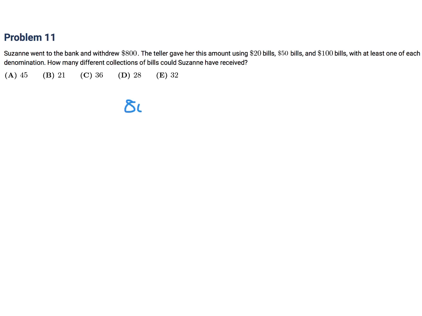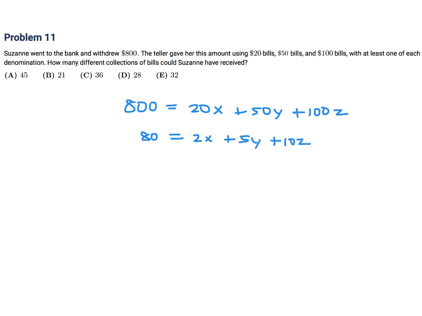Well, the 800 would have to be 20 times something plus 50 times something plus 100 times something, and x, y, and z representing how many of each bill she has. So let's simplify this, divide through by 10, and we'll get 2x, 5y, 10z. And if we divide through by 5, we could get 16 is 2 over 5 x, y, and 2z.